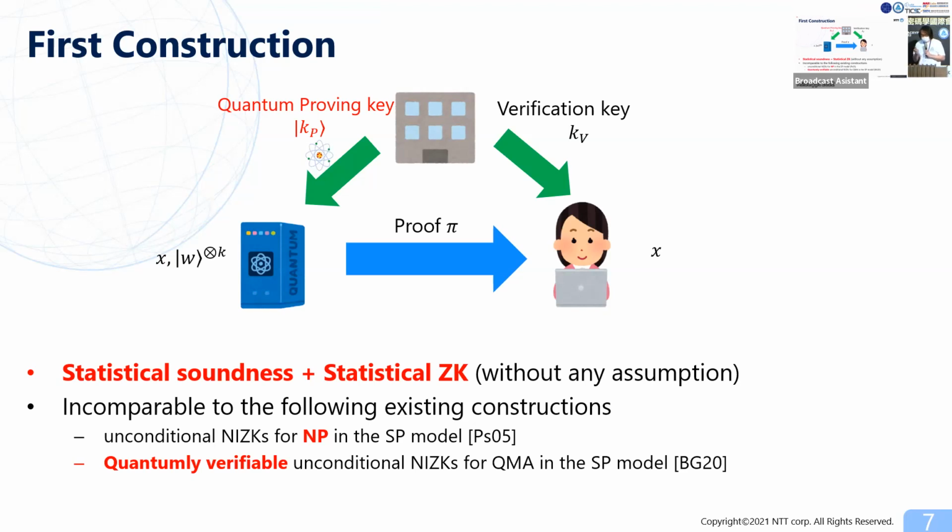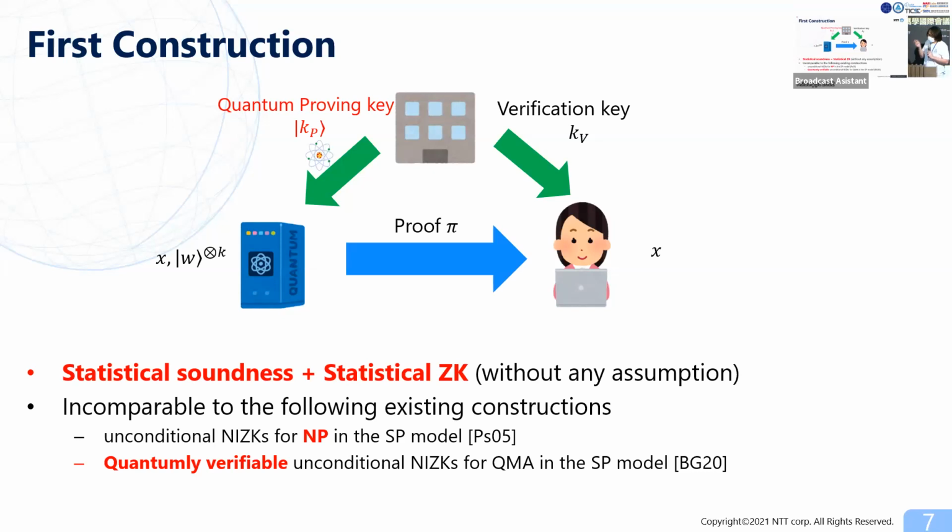And you might think that this is too good to be true, but actually, this is possible because of such a very strong setup assumption where the setup algorithm generates a correlated quantum proving key and verification key. And actually, in such a setting, it is already known that unconditionally secure NISQ for NP is possible in the classical setting and also in the quantum setting.